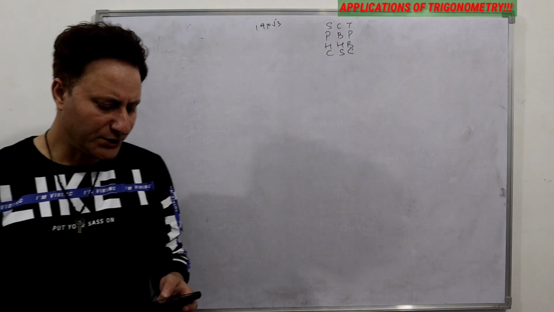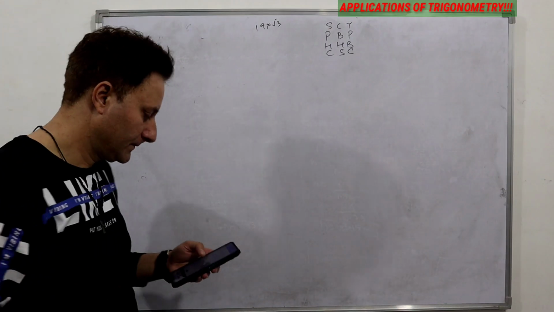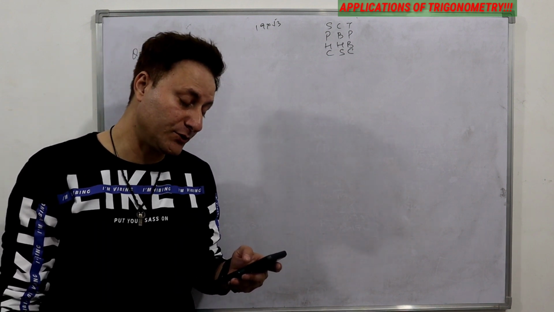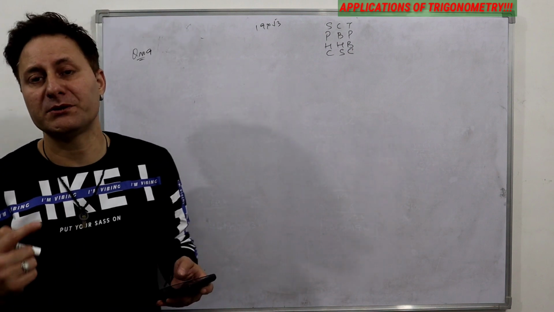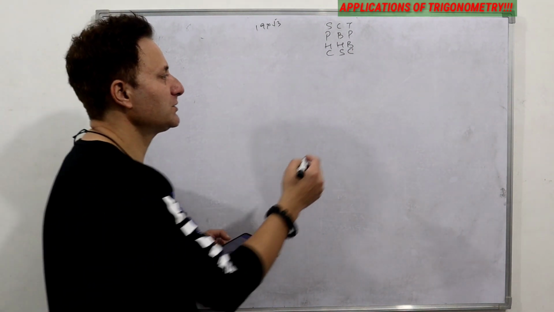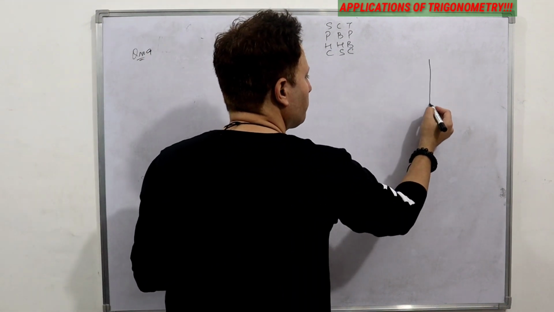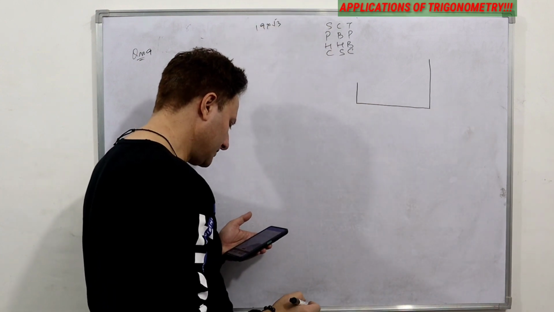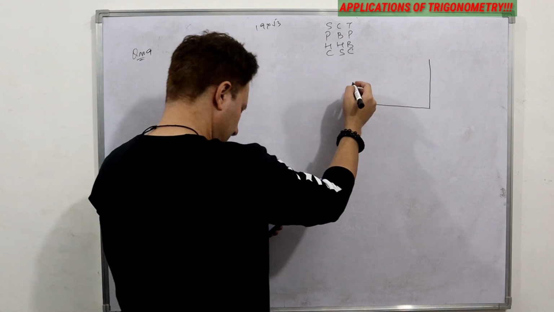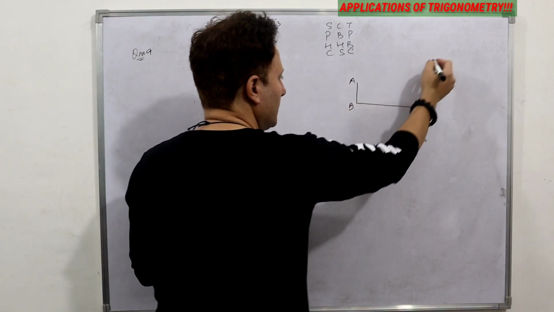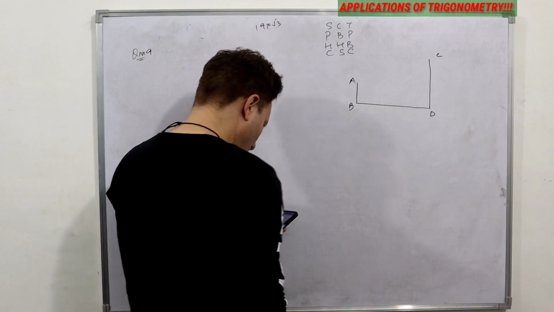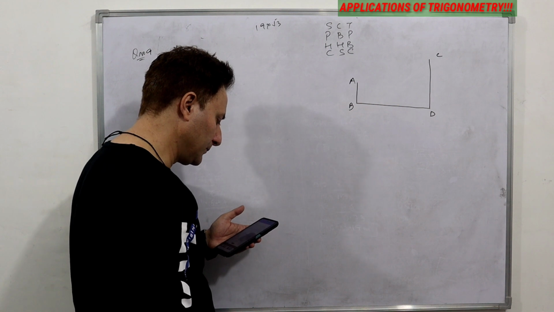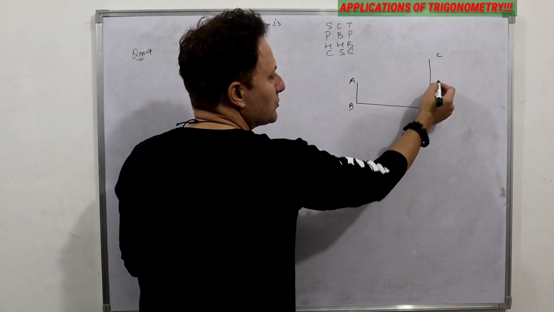Right, guys, so now question number 9, what does it say? It says the angle of elevation of the top of a building from the foot of a tower. So we have two things here. One is a building and then we have a tower. So let's make a building and a tower. Let's give some names, A, B, then we have C and D. Now it says the angle of elevation of the top of the building from the foot of a tower. This is the tower, this is the building.